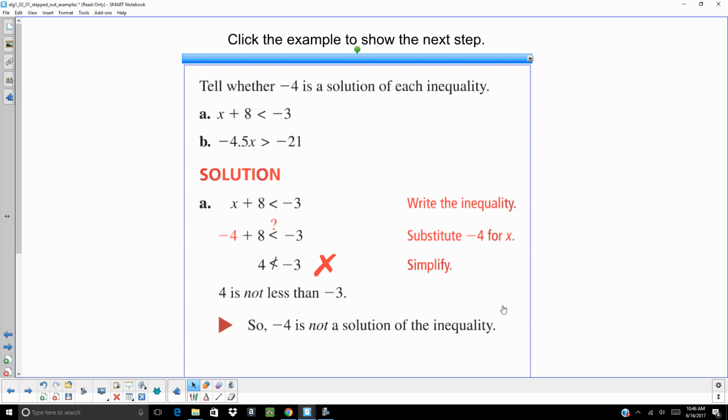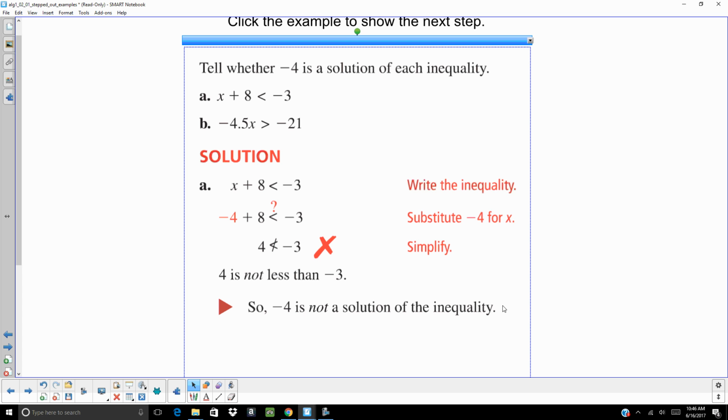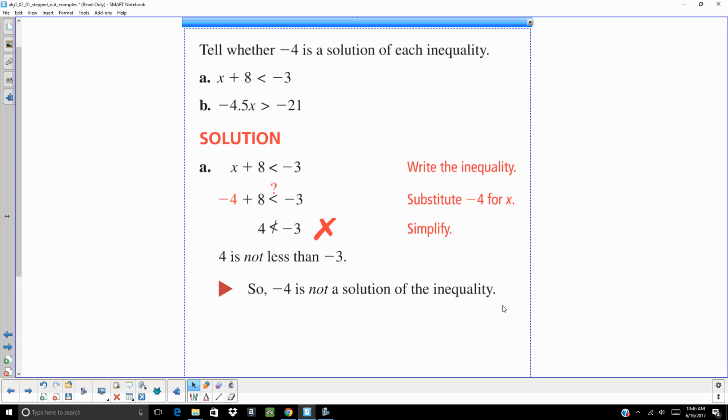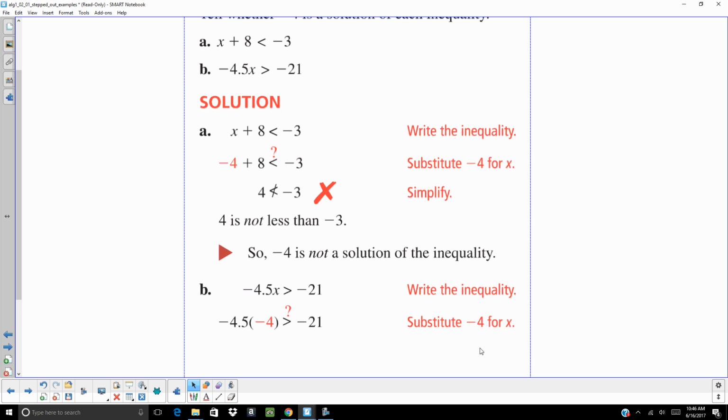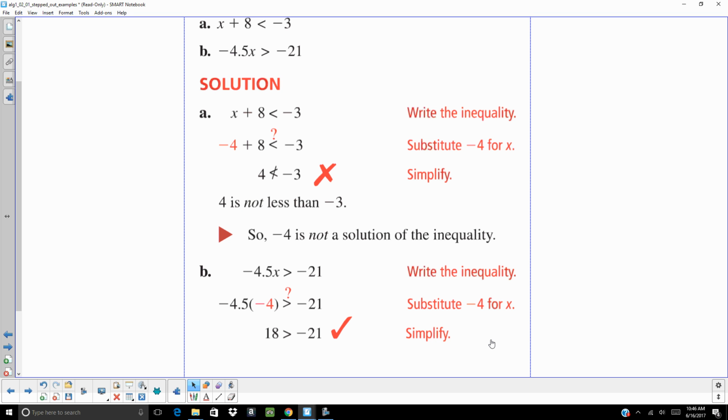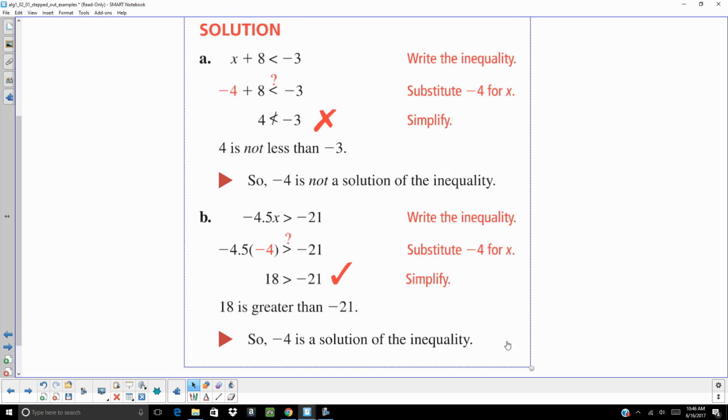With an equation, you only have one solution. With an inequality, you can have multiple solutions, because if you were shading this on the number line, you'd have an infinite number of numbers shaded. So let's go ahead and try another one. -4.5 x, take out that x, put in -4. Remember, a negative times a negative is a positive, and 18 is greater than -21. So that -4 is a solution.